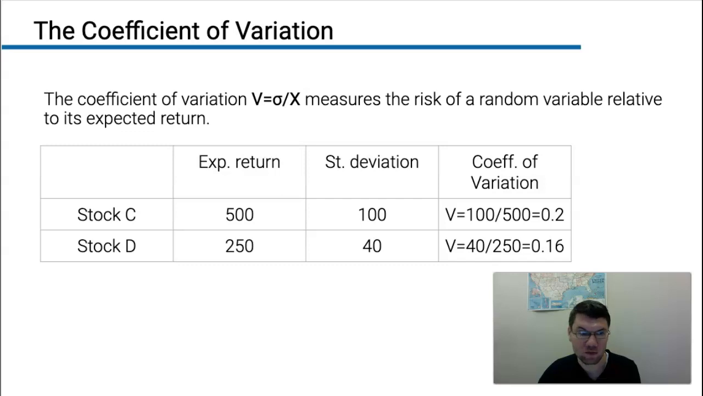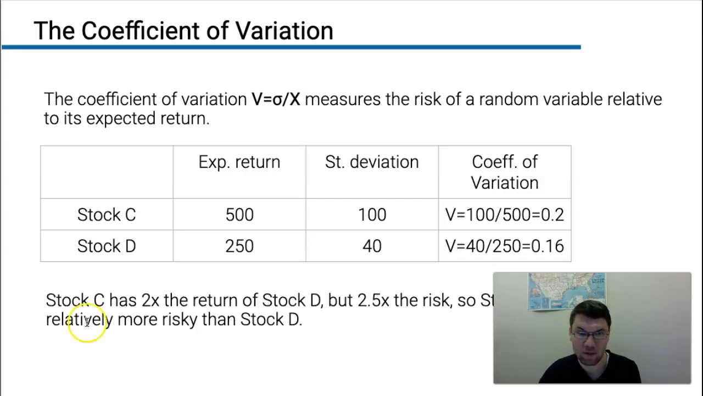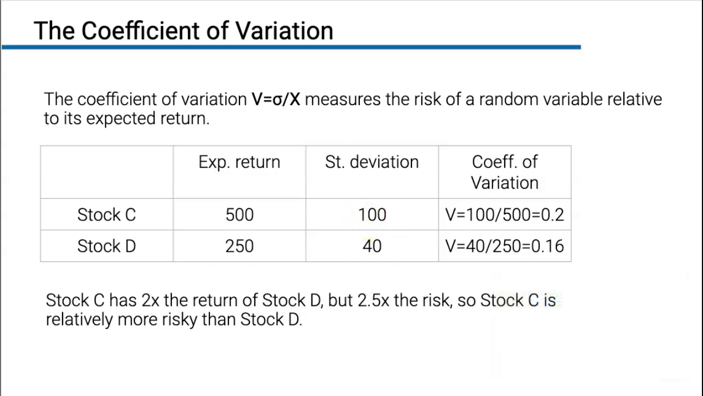You can also interpret it the following way. Stock C has twice the return of stock D. 500 compared to 250 is 2 times as large. But in terms of comparing risks, the risk associated with stock C is 2.5 times the risk associated with stock D. So stock C offers twice the return of stock D at the cost of 2.5 times the risk. So that makes stock C relatively more risky than stock D. And the comparison of the coefficient of variations does the job of uncovering it.